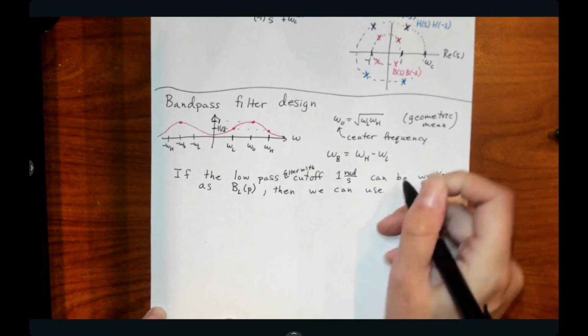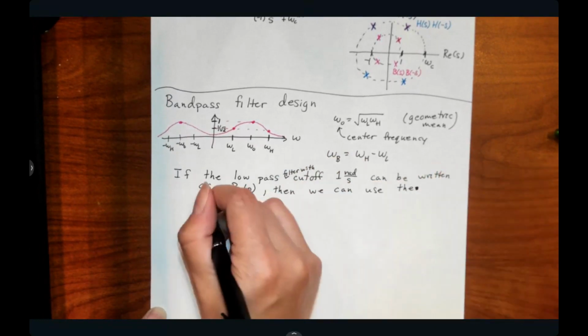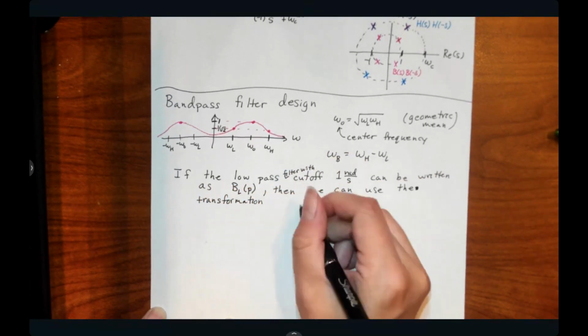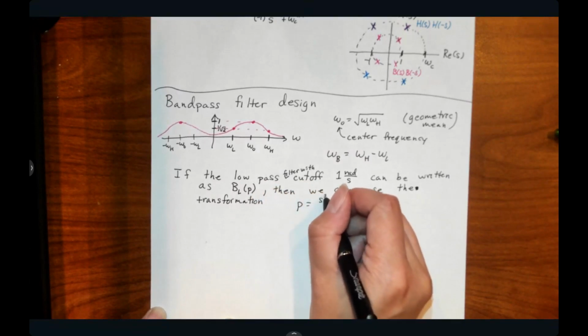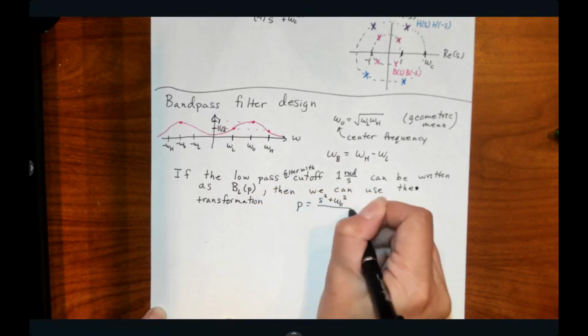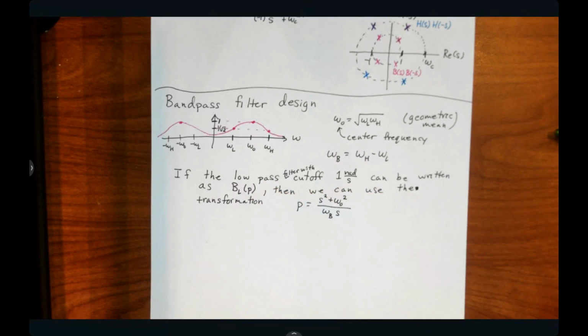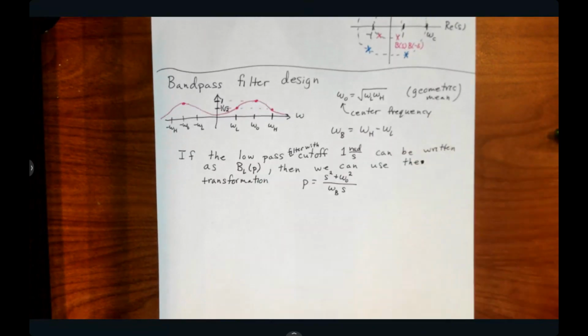what we can do is we can use a transformation where we substitute in for P: S squared plus omega 0 squared, over omega B times S. What we're going to see is that the algebra gets a little bit messy, but this is a way that if you have this low pass filter design, you want to turn it into a band pass filter. It turns out that you can do this relatively easily, at least conceptually, by just making this substitution.